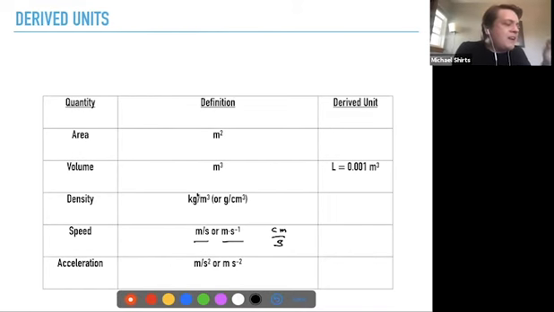Again, we don't really have a name for that unit. We just say meters per second squared. There's no special name for that. Okay, so those are some pretty common derived units, and those are pretty straightforward. You've dealt with these a lot.